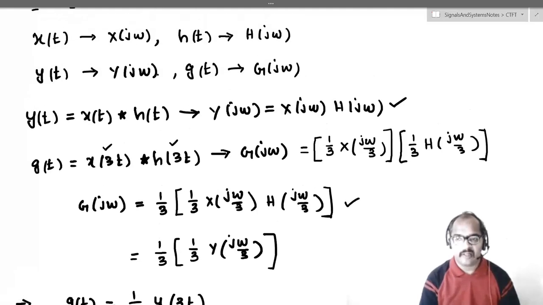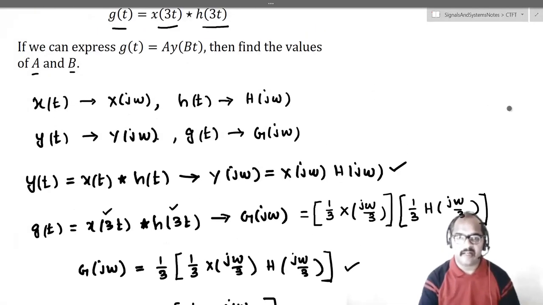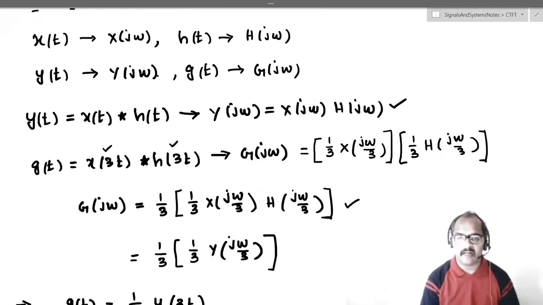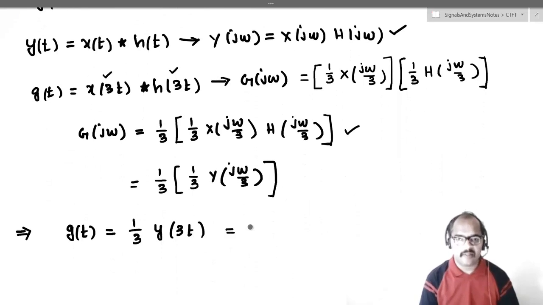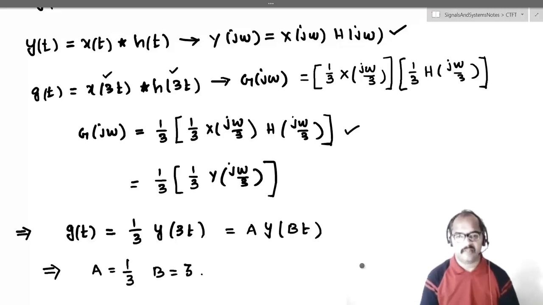But what is the question? In the question, it is given that g of t equal to a times y of bt. Look at that one and look at this one. So this would be equal to a times y of bt. Correct? That is given. So definitely this implies a equal to 1 by 3 and b equal to 3. In that way we can find the values of a and b. But which properties have we used here? Time scaling property and convolution in time domain property, and inherently we use the linearity property also.